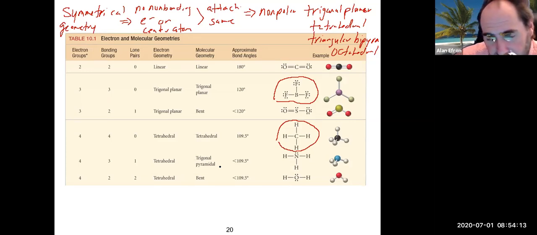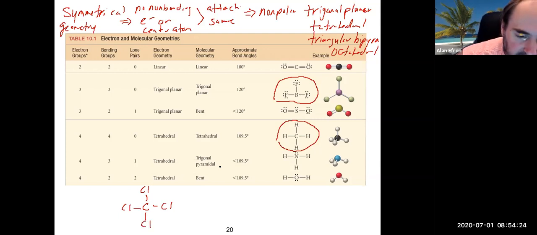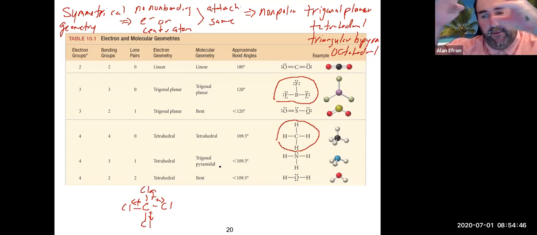So, for example, I'll just draw it like this, forget all the non-bonding electrons, imagine they're there. Between carbon and chlorine, the chlorine is more electronegative. So this has polar bonds heading towards the chlorine. But the geometry here is tetrahedral, which is symmetrical. Everything attaches the same, so they're all going to pull in equal and opposite directions, and they're going to cancel each other out. And this would be a nonpolar molecule.